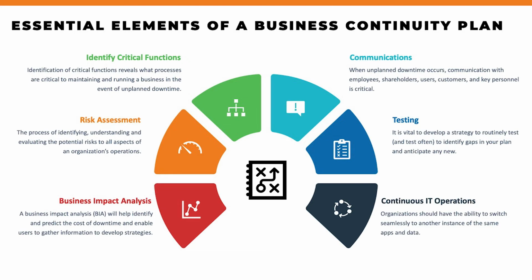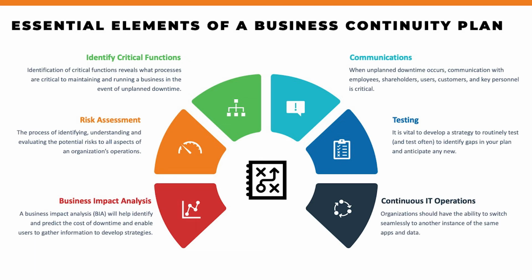And then you have to do what we call a business impact analysis. There are a lot of documents out there on the internet, and you can download free templates for business impact analysis. It predicts the cost of downtime and looks at how users can gather information to develop different types of strategies for building your business continuity plan. I think this is actually the start of your business continuity plan, starting with that business impact analysis. Having a communication plan is also essential.